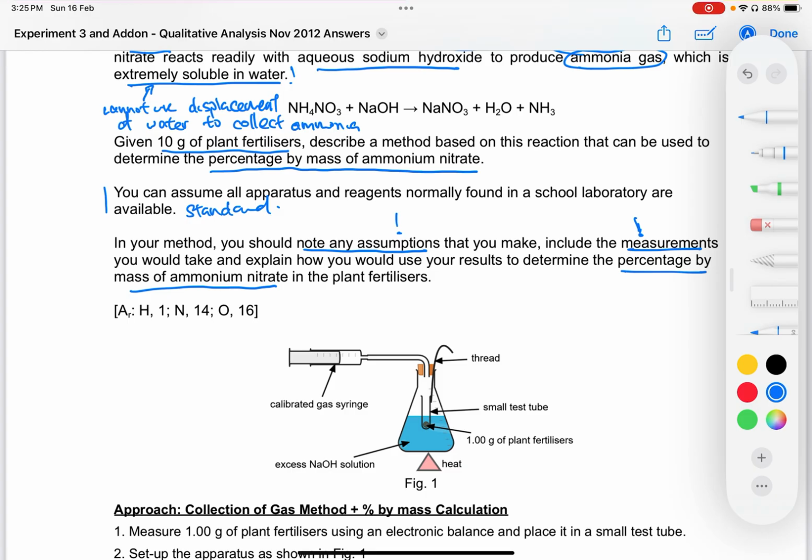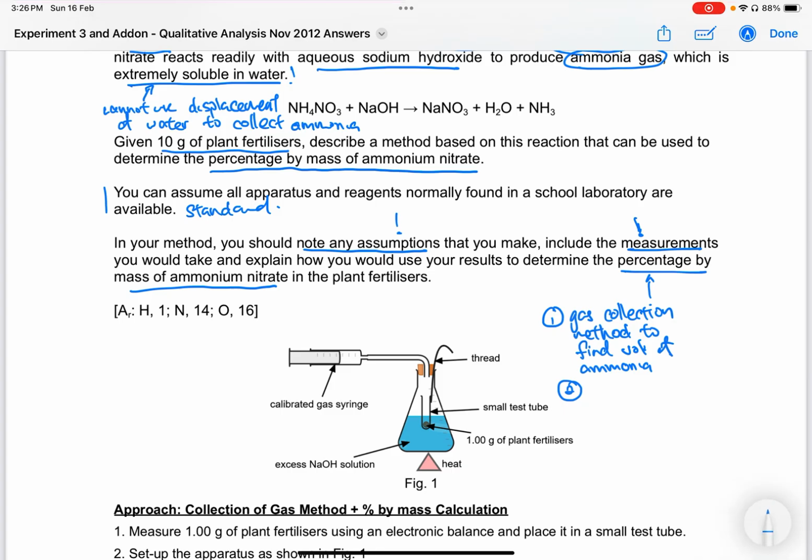So I know at the end, I want to find the percentage by mass of ammonium nitrate. So what I'll do is, I know the approach. I'm going to use what I call the gas collection method to find the volume of ammonia. Once I have the volume of ammonia, then I can use it to find other things. So from the volume of ammonia, I'm going to find the moles of ammonia.